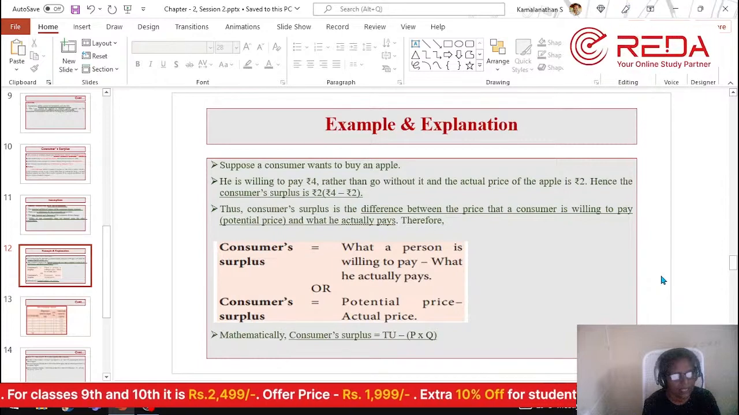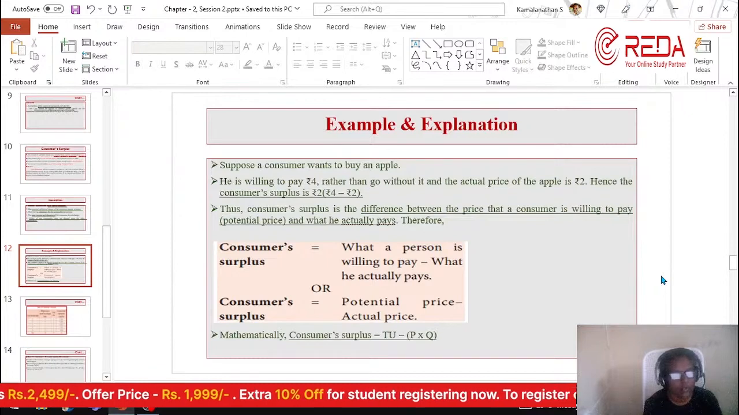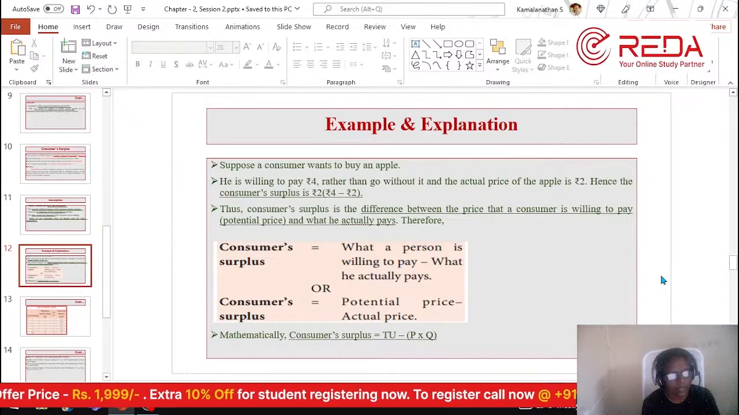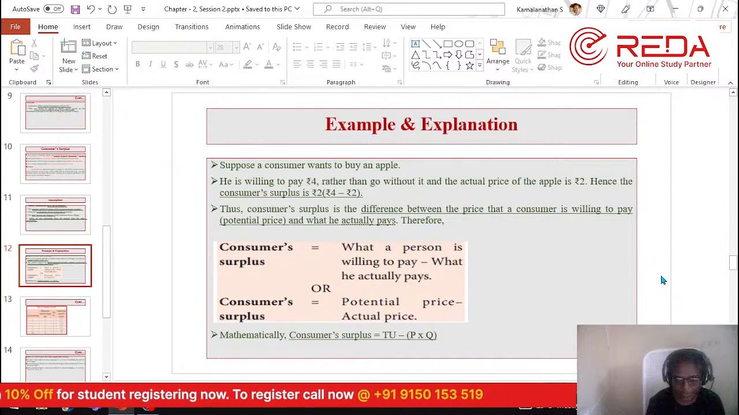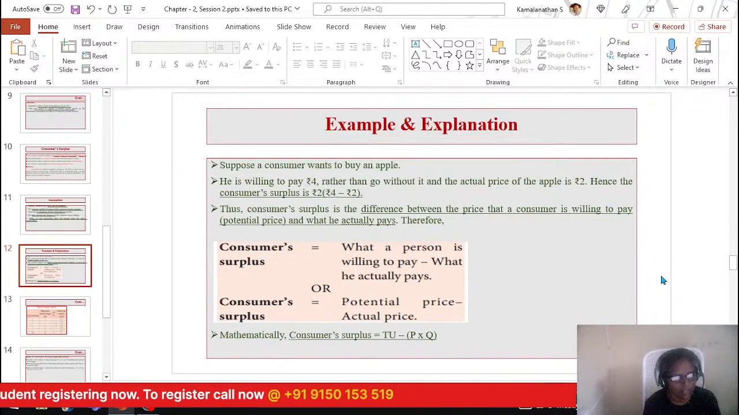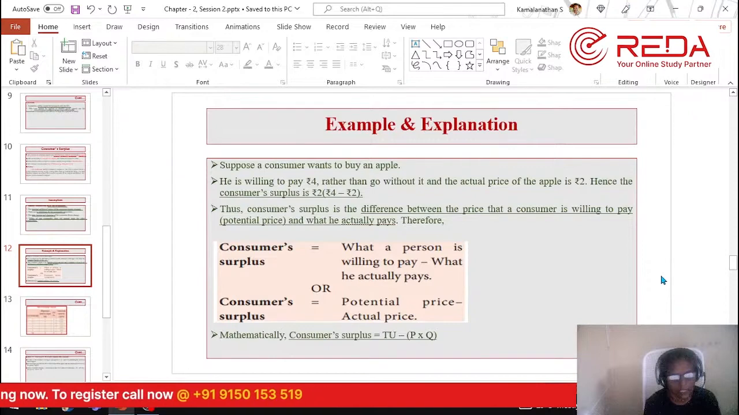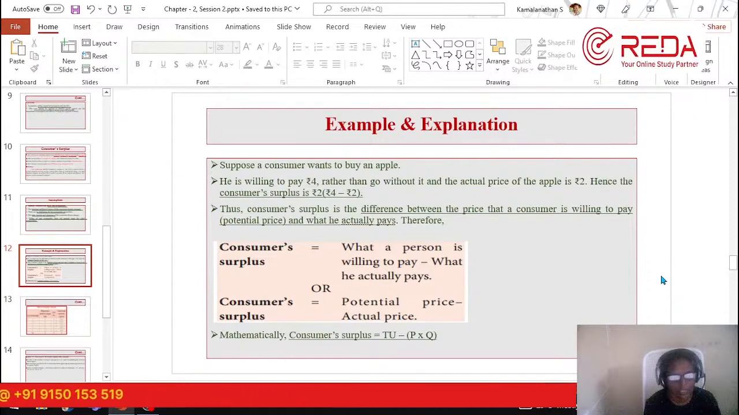Total utility minus the price and the quantity. TU, it is nothing but what? The total utility. So the total utility depends upon the price and the quantity of the commodity. That's why we are writing the concept mathematically: TU minus P into Q is the consumer surplus.